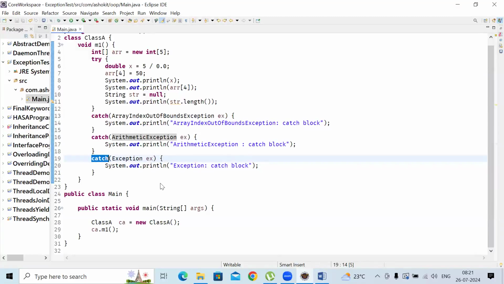Right? Cool. I have a question. Suppose an arithmetic exception occurs in the try block. Which catch block will execute out of these 3? The nearest catch block. There are 3 catch blocks there, na? Suppose this is int.